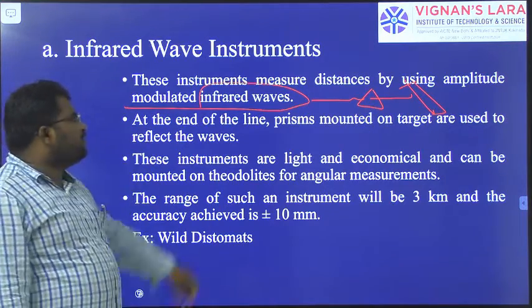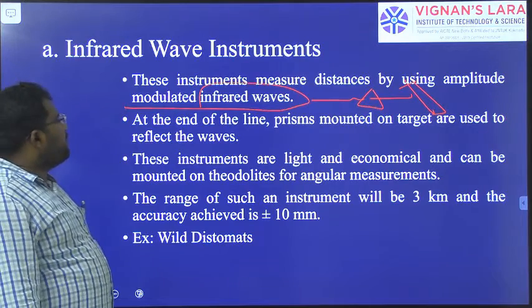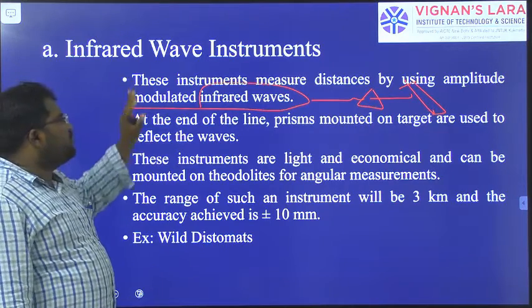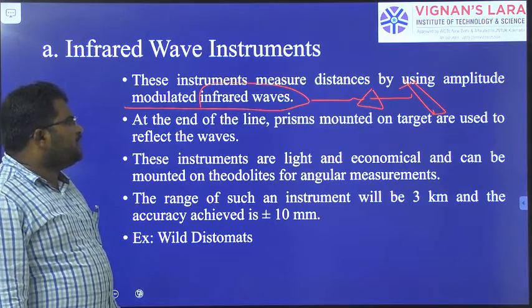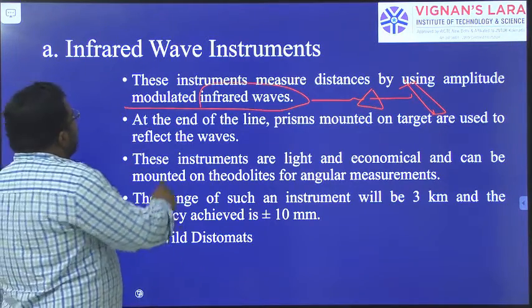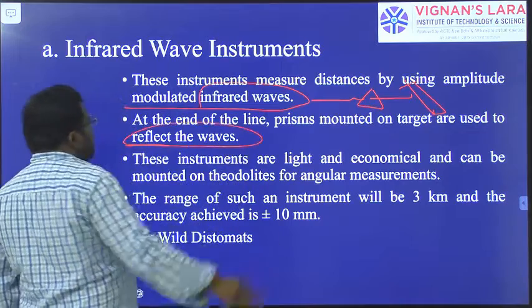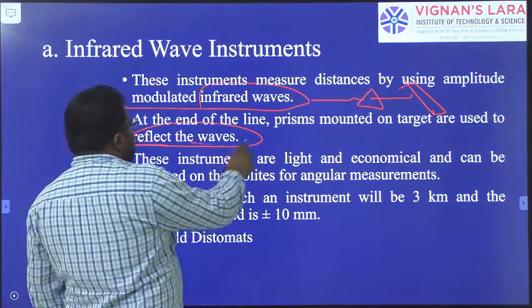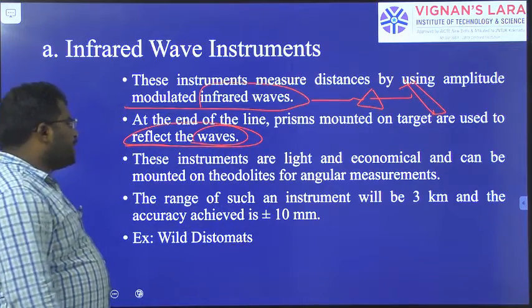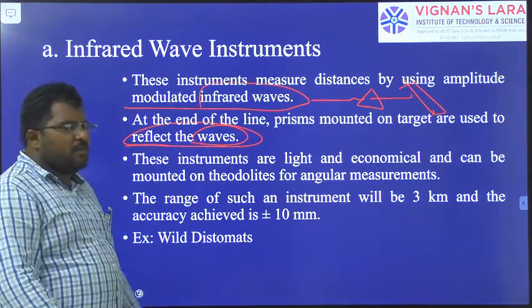In the case of what are called infrared waves, we are going to use them in these instruments. At the end of the line, the prism mounted on the target is used to reflect the waves. So we are going to keep the prism at the end, from one point to another, so that the waves will be reflected back to the originating instrument.